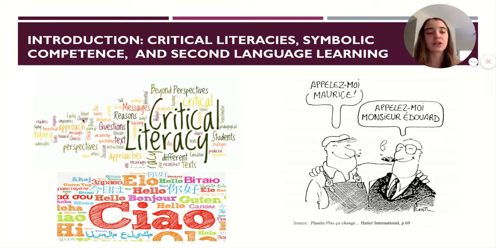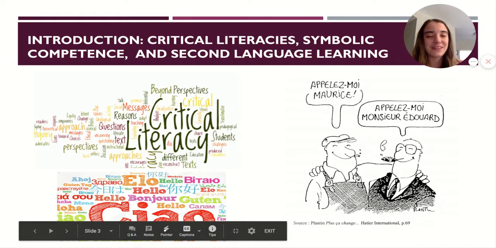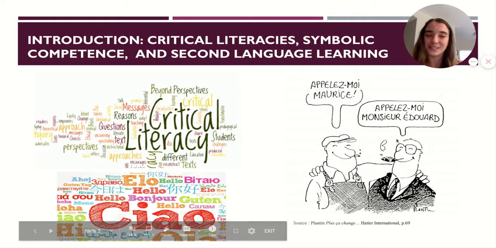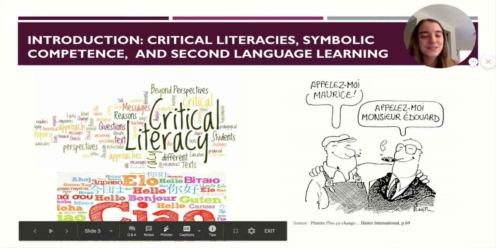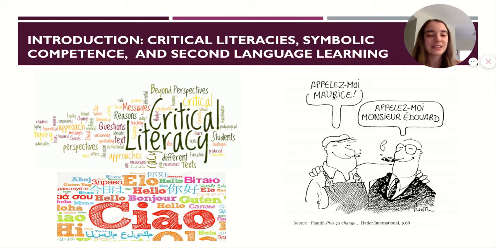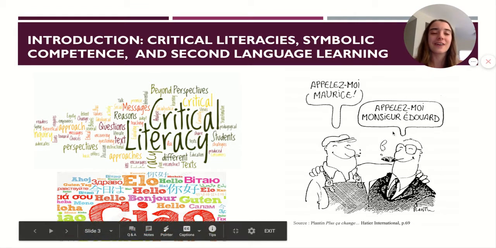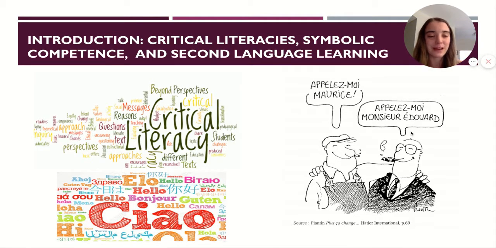Now I want to quickly move over to this image on the right, this cartoon. If you speak French, you'll immediately be able to figure out what's going on here. If you don't, I will explain it. We have this first jolly fellow on the left who says, "Appelez-moi Maurice. Call me Maurice." So they're introducing each other. And our fellow on the right says, "Appelez-moi Monsieur Edouard. Call me Mr. Edward." Monsieur is this title that we put in front of someone's name.